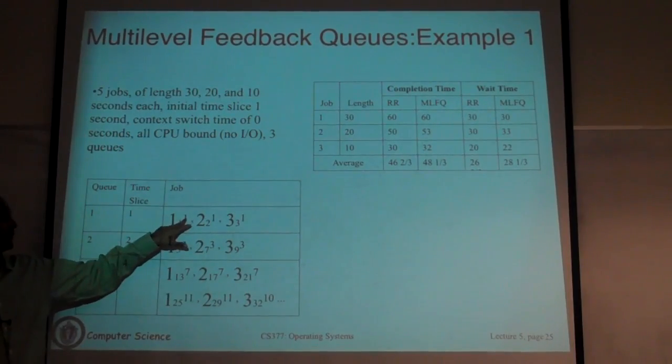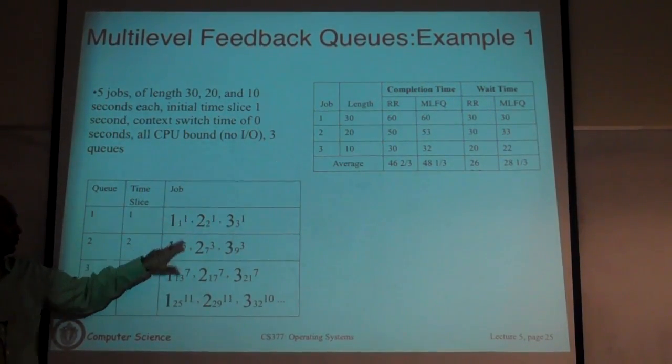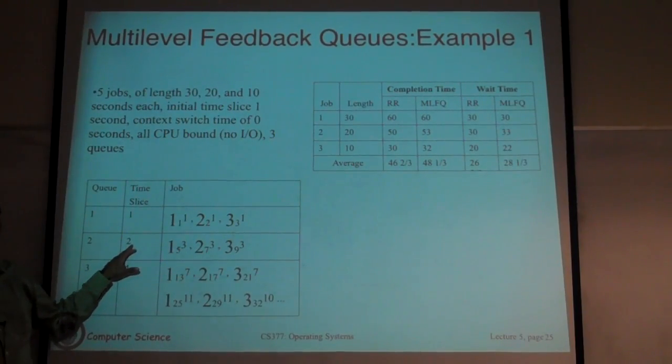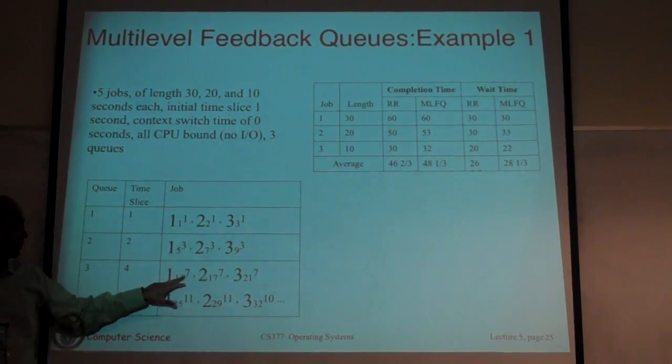So initially this one executes for 1 time unit here, so it has received 1 second of CPU time. It runs for the second time, it is going to get a time slice of 2, so it has actually computed for 3 seconds and so on, 7 and so on.